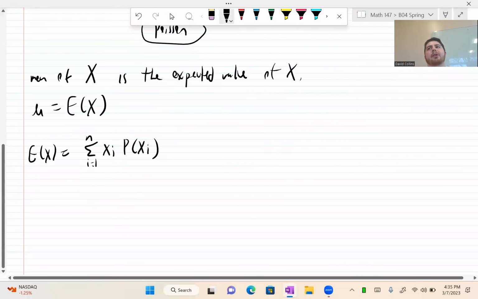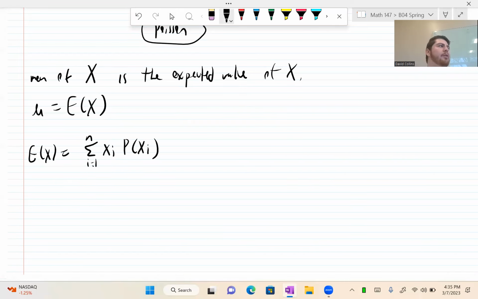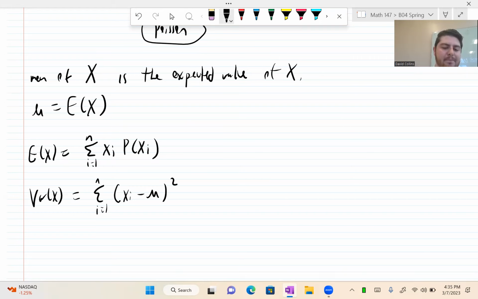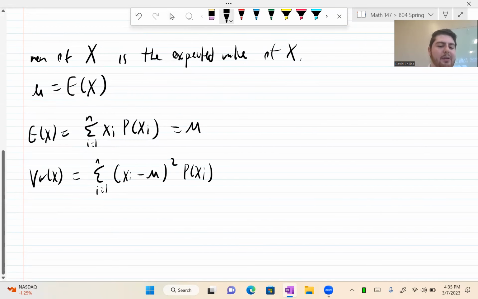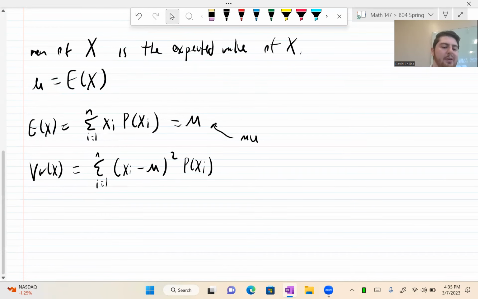Remember how in chapter 2 we talked about standard deviation and variance, but variance seemed kind of useless, right? Because it's just standard deviation squared. Now we're talking about variance because variance has important properties that standard deviation does not. So this is variance. Remember that this is the Greek letter mu, and that is the expected value.